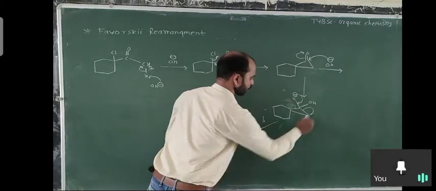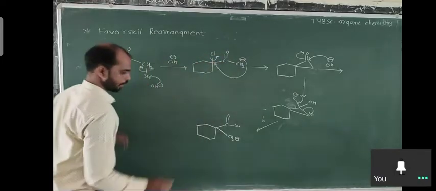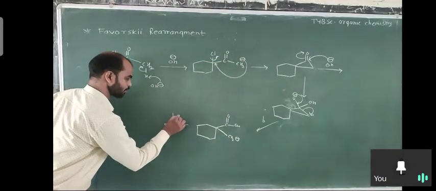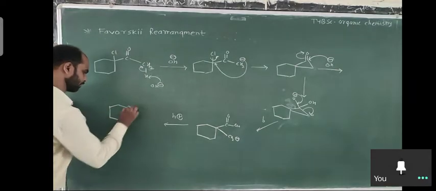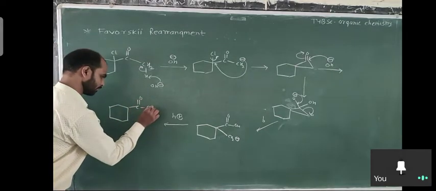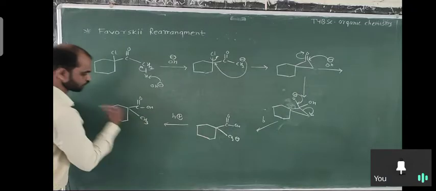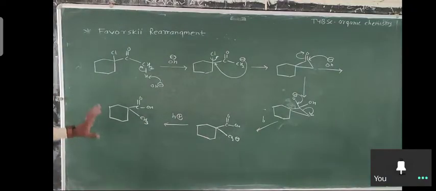So that's why we open the ring here. And last, there is H plus protonation. So we get CH2 converting into CH3 as the product. So this is all about the Favorsky rearrangement.